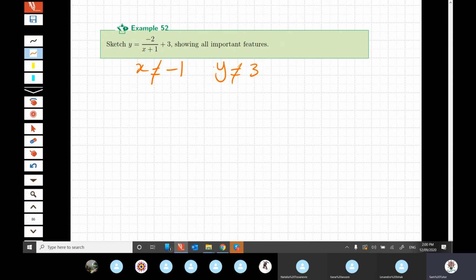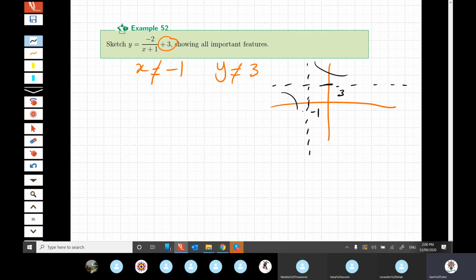The reason y can't equal 3: what does a +3 do to the graph? Shifts the whole thing up 3. So +1 shifts the whole thing to the left 1. That's why you have an asymptote there at -1. +3 takes my whole graph. The original one's on the line here, but you're going to shift the whole thing up 3. So your new asymptote's there. What does a negative do? Instead of it being this way, it's this way.